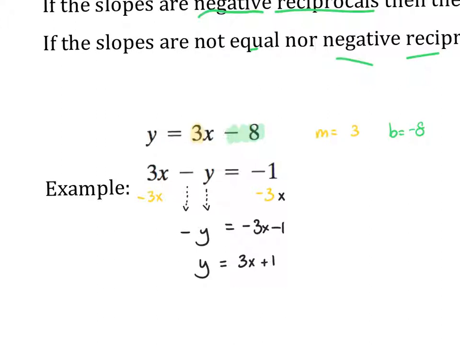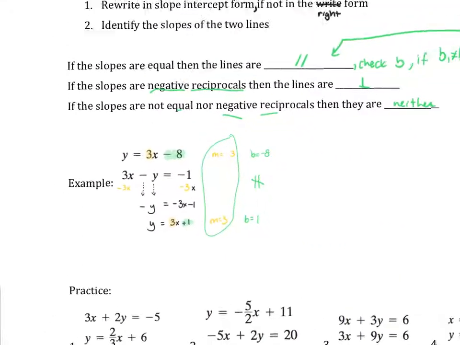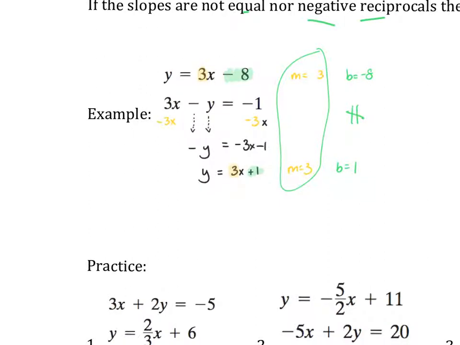And now we can begin our assessment. Here is my slope. I recognize my slope as 3, and I recognize my b as +1. So now I can make my conclusion. Since my slopes are the same, and my b's are not equal, then my conclusion is that these two lines are parallel. So we'll state that. The lines are parallel. And we can use that symbol there.